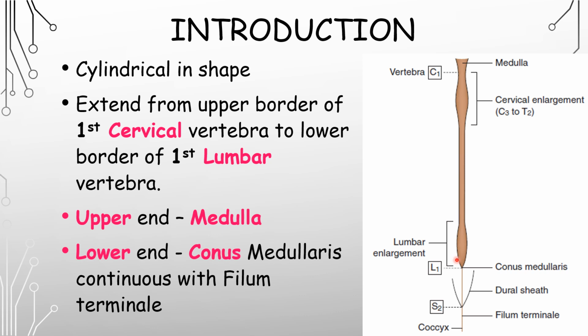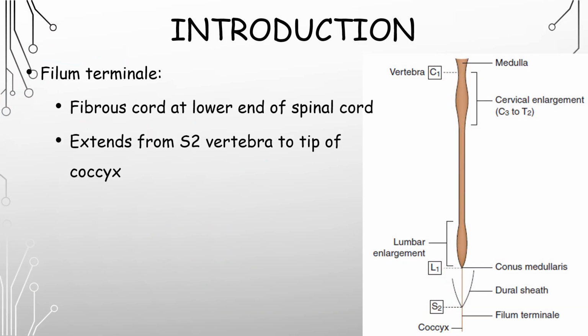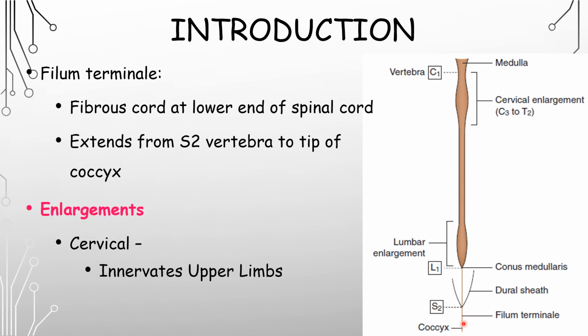This becomes continuous with the fibrous cord that is called the filum terminale. This filum terminale is a fibrous cord at the lower end of the spinal cord. It extends from the S2 vertebra to the tip of the coccyx.